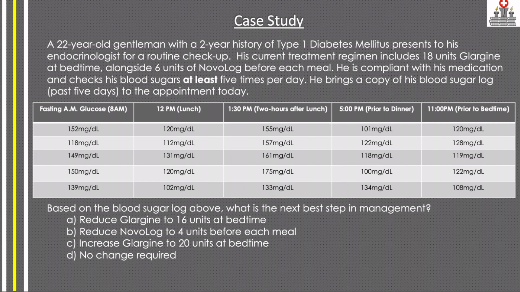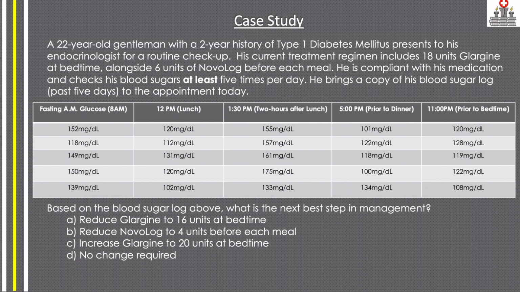If we go to 5 p.m. prior to dinner, again, this is about 5 hours since lunchtime, so this would more or less be in the fasting state by this time, and most of the levels are between 80 to 130. Again, we see one level of 134, and that's likely an outlier. We're not going to adjust the dose based off of one abnormal reading and 4 normal readings.